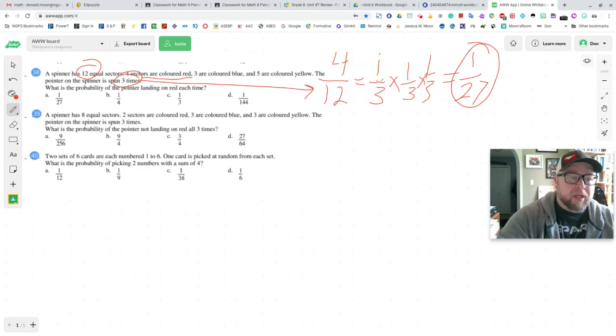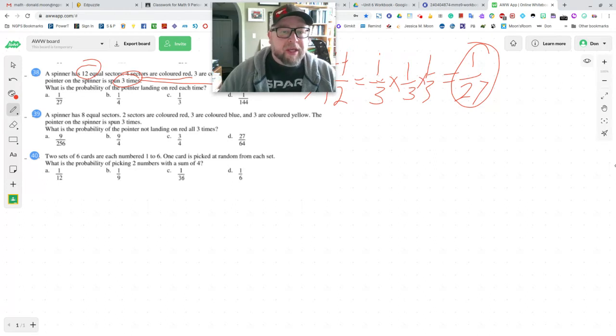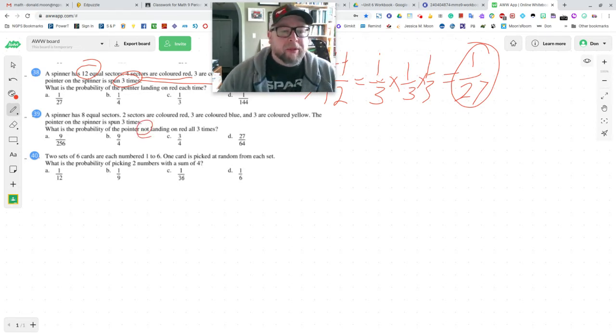These next two, question 39 and number 40, are a little bit more tricky. Just let me move myself up here so I'm out of the way. So this says a spinner has 8 equal sectors. 2 sectors are colored red, 3 are colored blue, and 3 are colored yellow. The pointer on the spinner is spun 3 times. Now, instead of asking you what are the chances of it landing on red, this is a trick question because it has what is the probability of the pointer not landing on red.